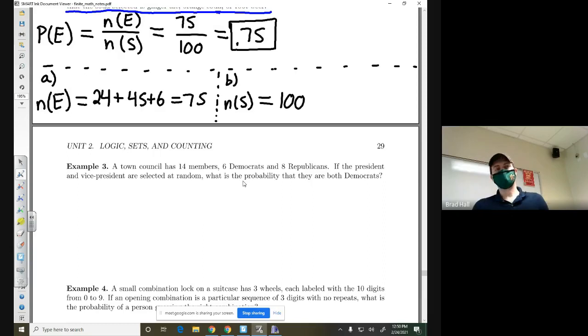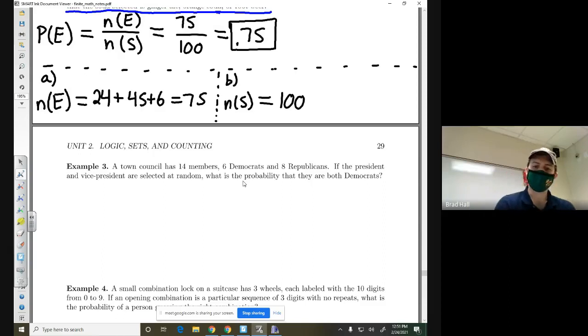Now, something I unfortunately couldn't obtain was a book that I own that's over 100 years old, a math book from maybe 1900, and it has this exact problem in it. I thought that would have been cool to bring, but I couldn't find it anywhere. Somewhere in my office, just cannot find it. But this exact problem's in there, so mathematicians aren't really too original. Can't think of a new problem after 100 years, but anyways, there's 14 members, 6 Democrats, 8 Republicans. If the president and vice president are selected at random, what is the probability that they are both Democrats?